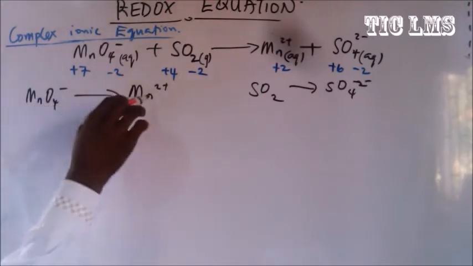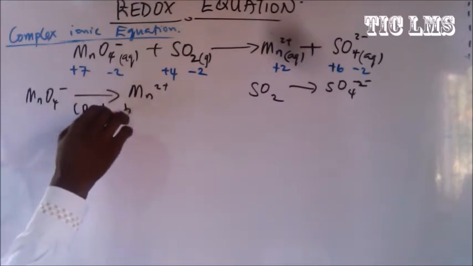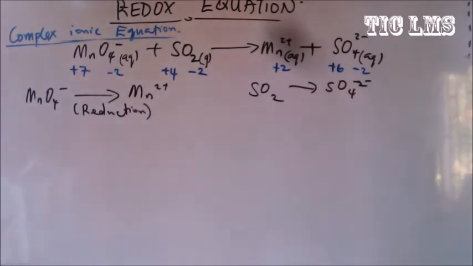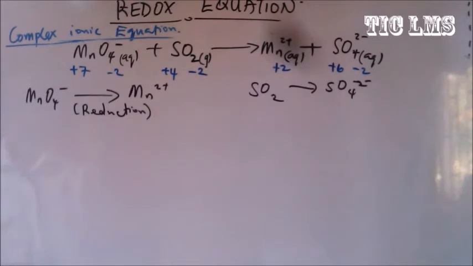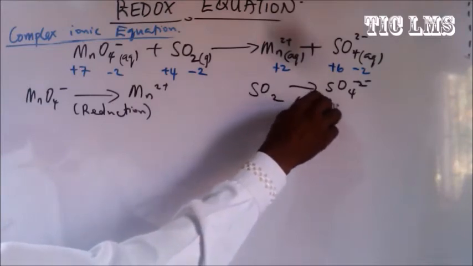And so we have this as reduction. So because it has gained, it is called a reduction reaction. And over here, sulfur, which was originally +4, has increased to +6, meaning that it has lost electron. And when it loses electron, it means that it is an oxidation reaction.